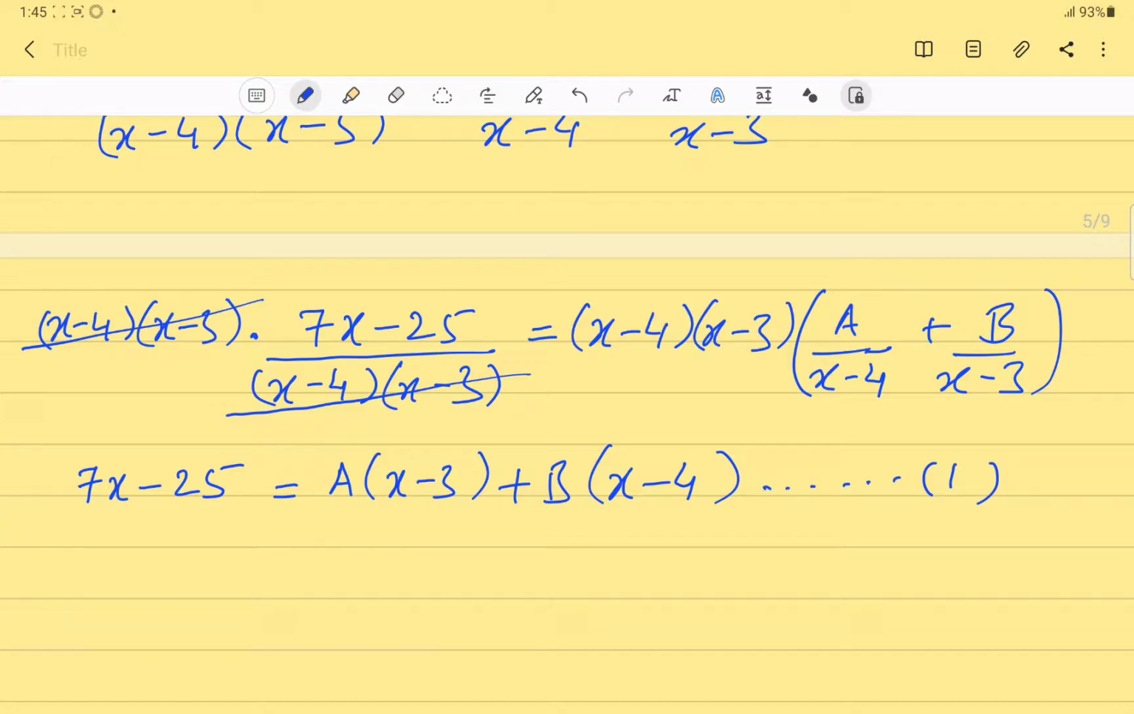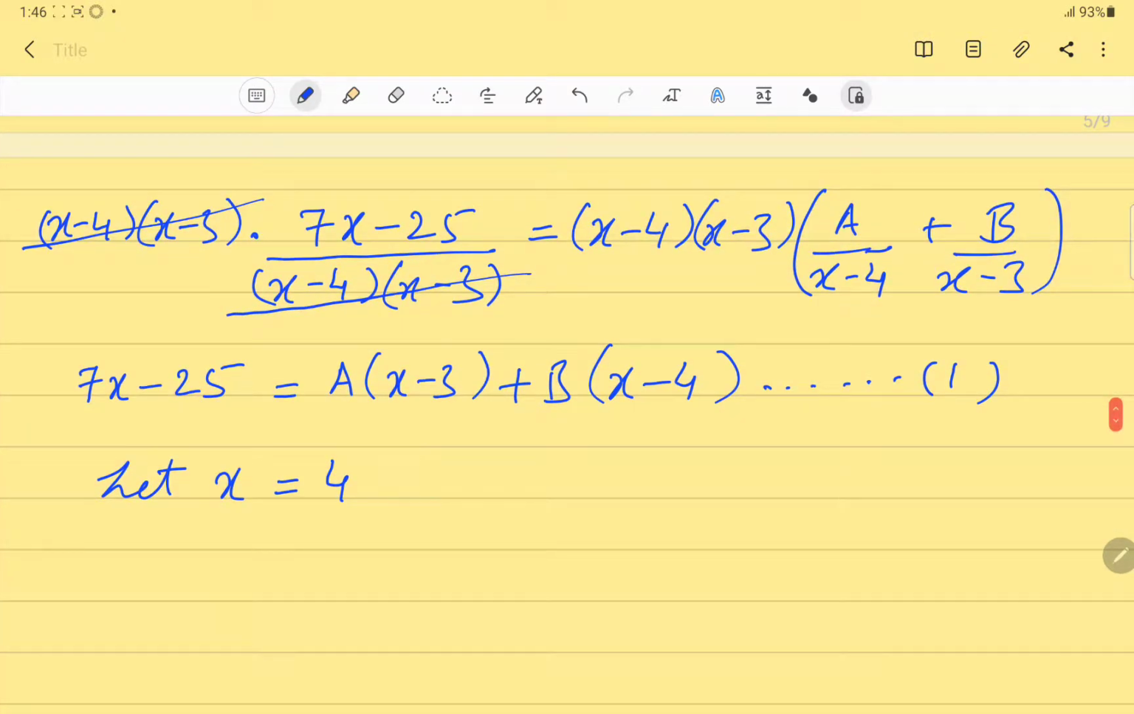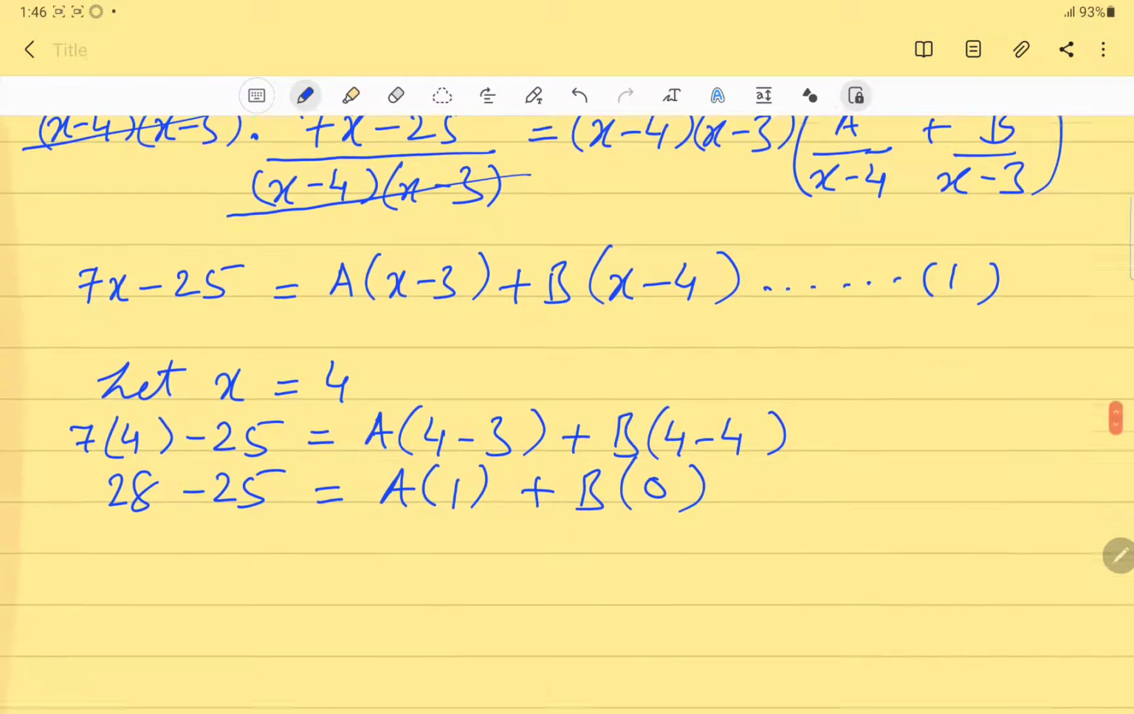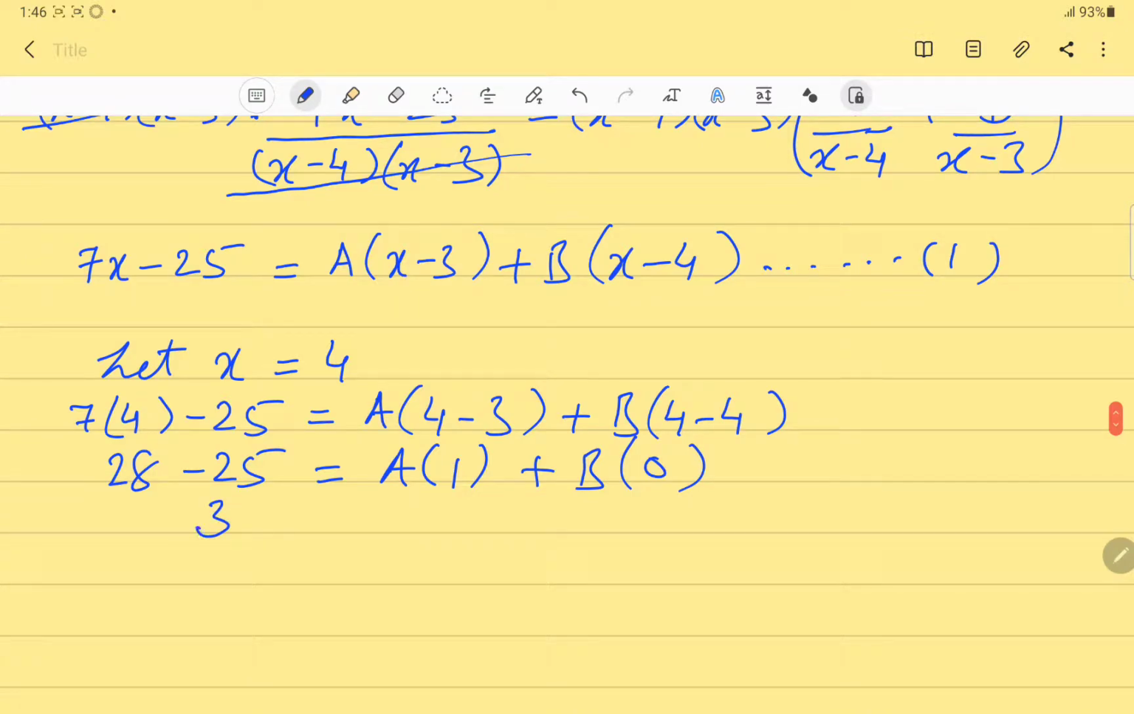First we will assume the value of x as 4. Let x is equal to 4. In that case the equation will become like 7 into 4 minus 25 is equal to a into 4 minus 3 plus b into 4 minus 4. 7 into 4 is 28. A into 1 plus b into 0. 28 minus 25 is 3. This is a, so a is equal to 3.